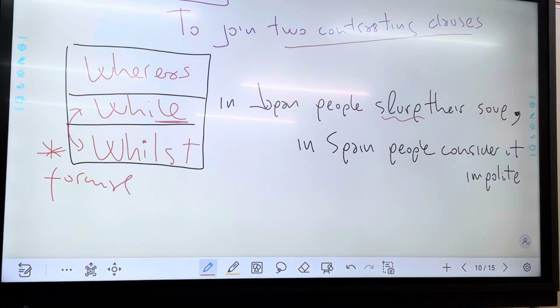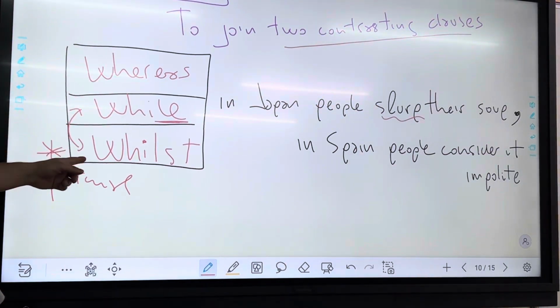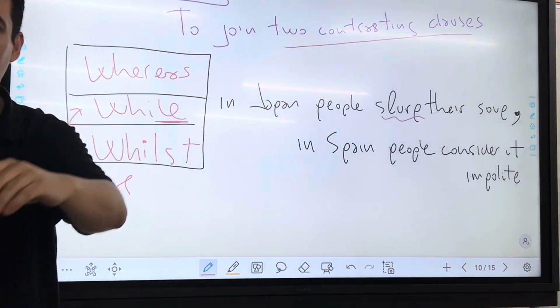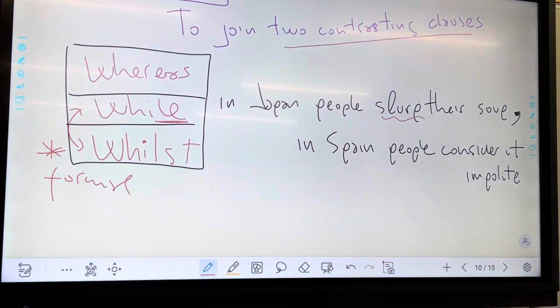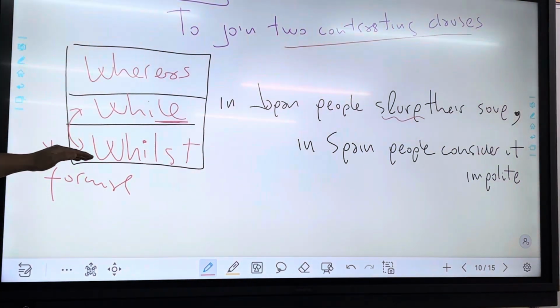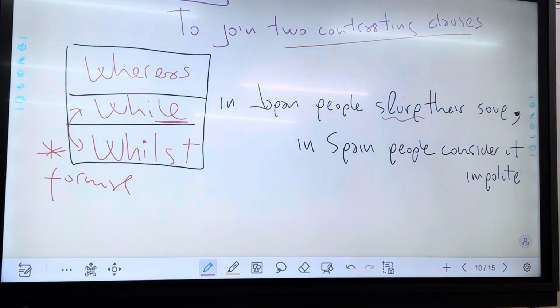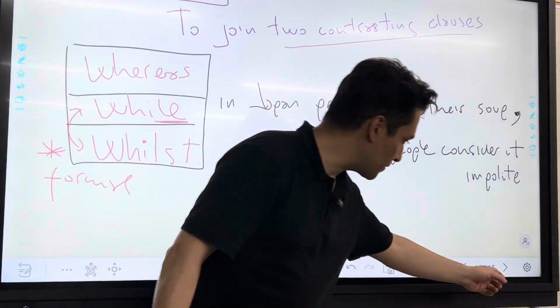So far, so good? So, whereas, while, whilst. And then, contrasting clauses. Just remember these three, yeah? You don't need to copy the full sentence. So far, so good? Yeah? 10 out of 15. We're getting close to the end.